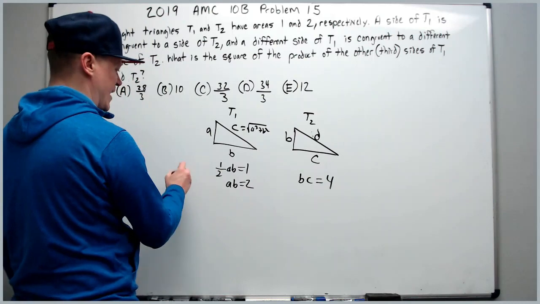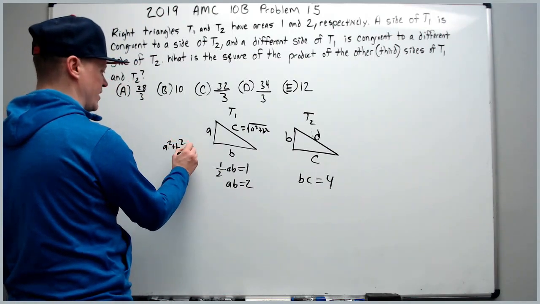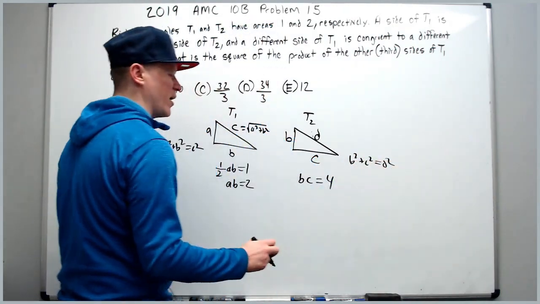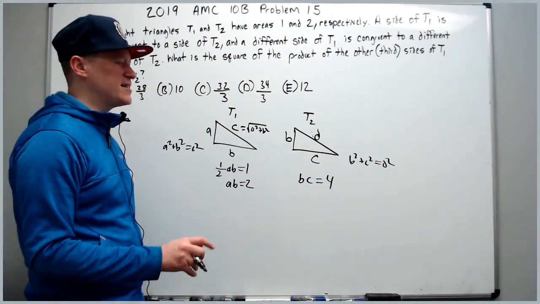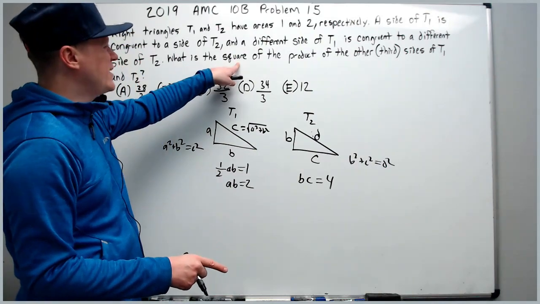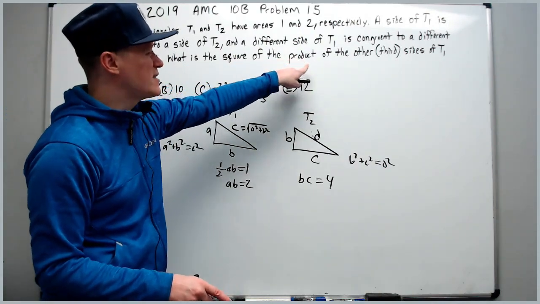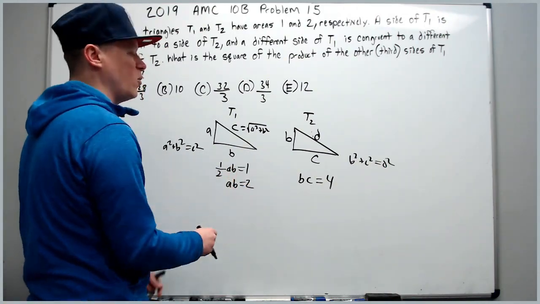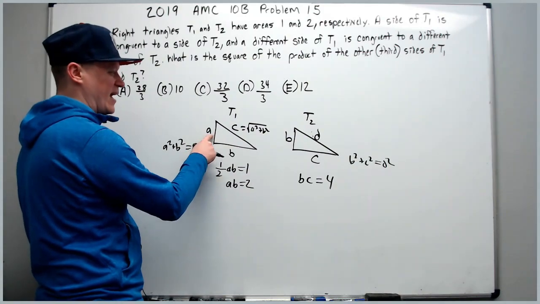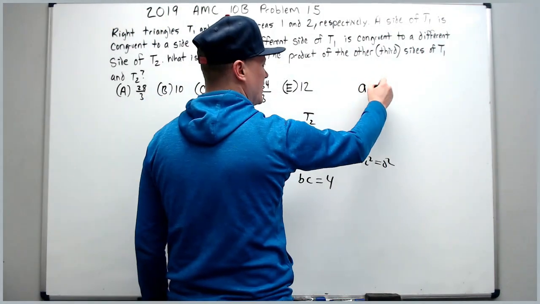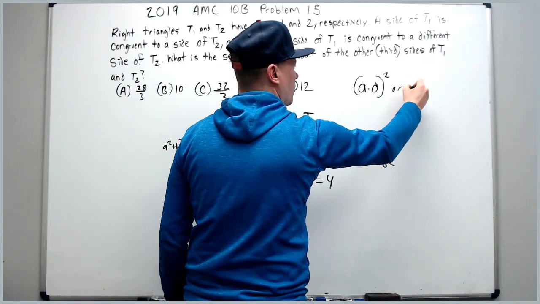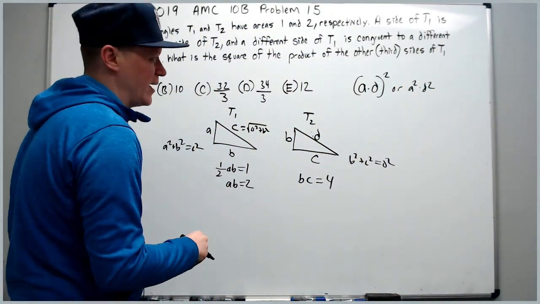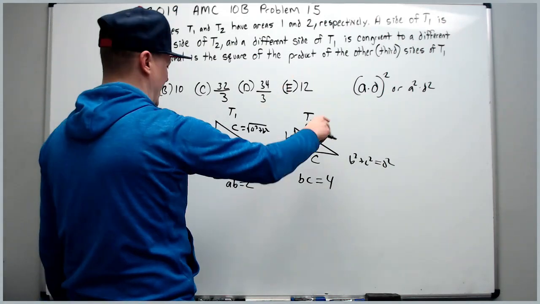We also know that A squared plus B squared equals C squared here, and B squared plus C squared equals D squared. Now before progressing further, let's think a little bit about the end. What is the square of the product of the other third sides, the non-equal sides, in other words, of T1 and T2? Those would be side A and side D. So we can think of it as A times D squared or A squared times D squared, whichever proves more advantageous later on.